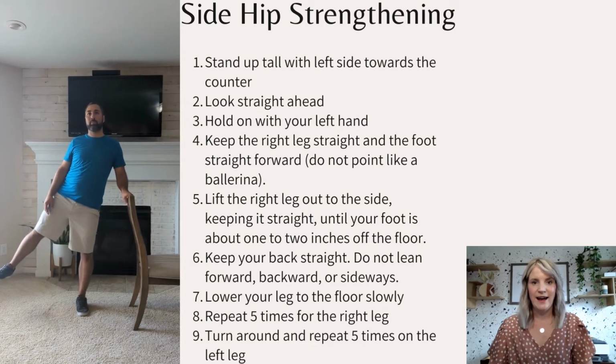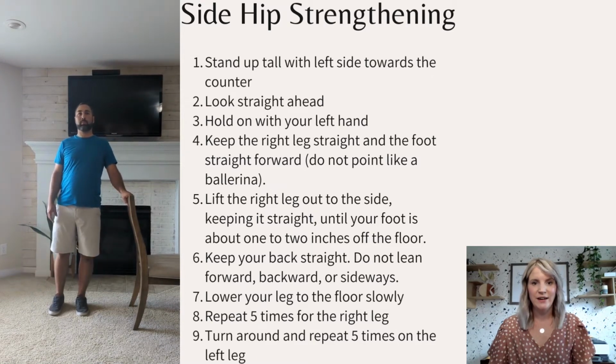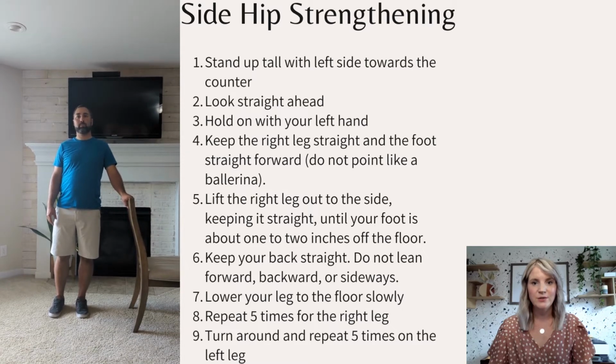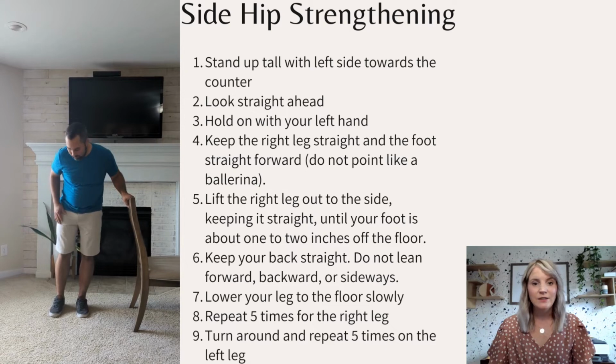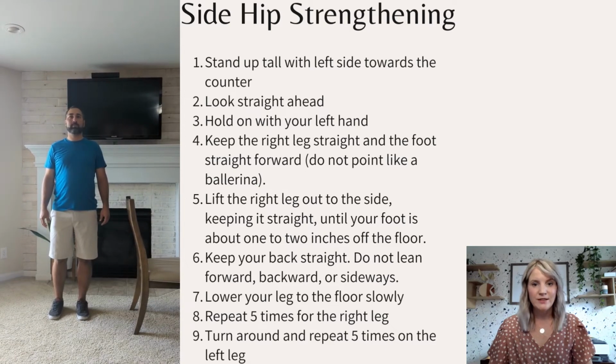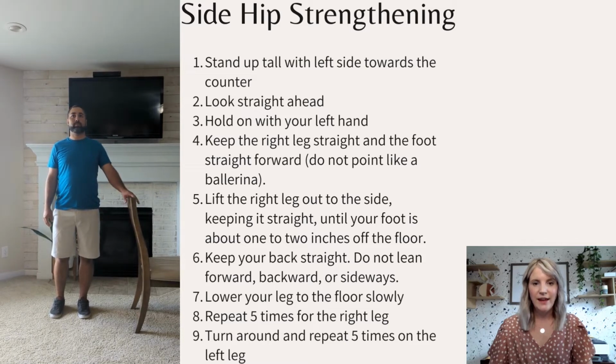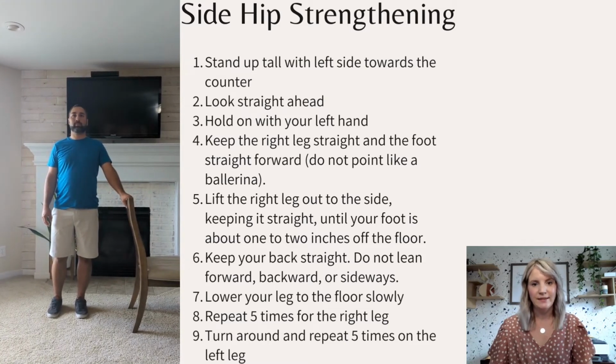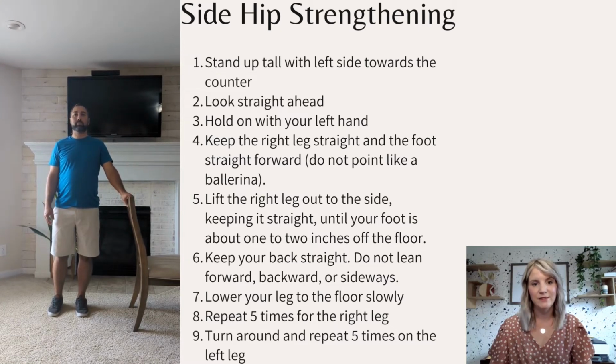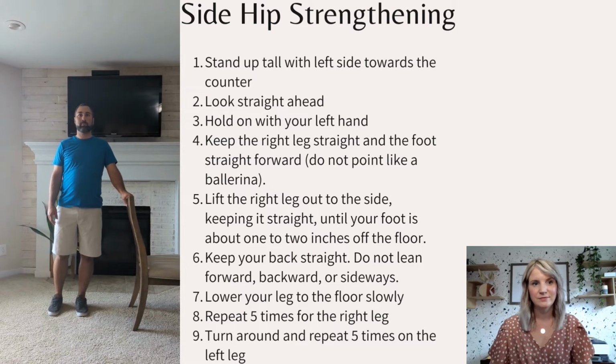Lift the right leg out to the side, keeping it straight until your foot is about 1 to 2 inches off the floor. Keep your back straight. Do not lean forward, backward, or sideways. Lower your leg to the floor slowly. Repeat 5 times for the right leg. Turn around and repeat 5 times on the left leg.